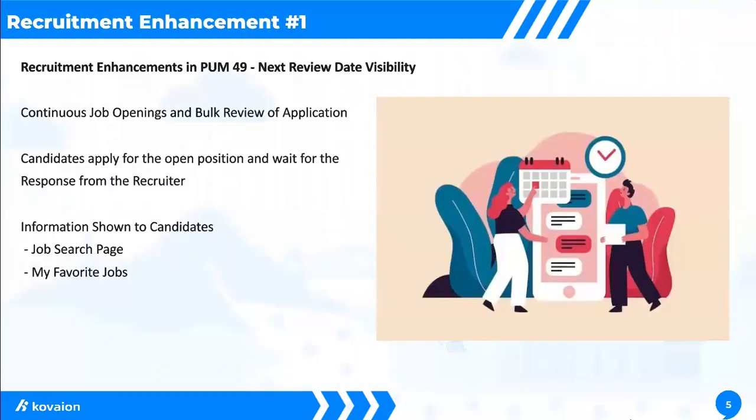First comes the next review date visibility. Most of the organizations will do a bulk review of applications at a specific time, especially for continuous job openings. This date shown on the job search page helps the applicant to understand when the next review will occur. This information is also made available on the My Favorite Jobs page.